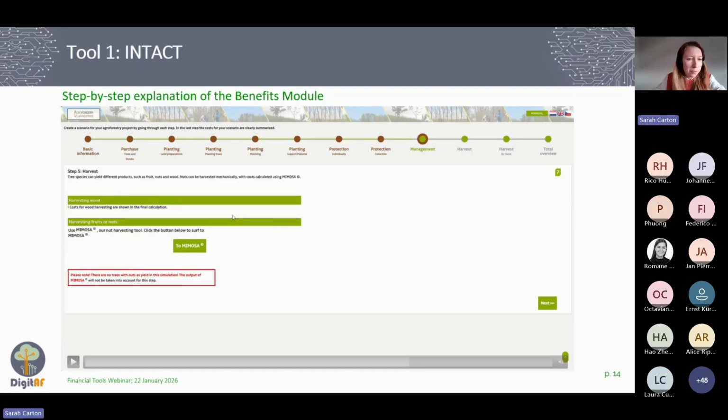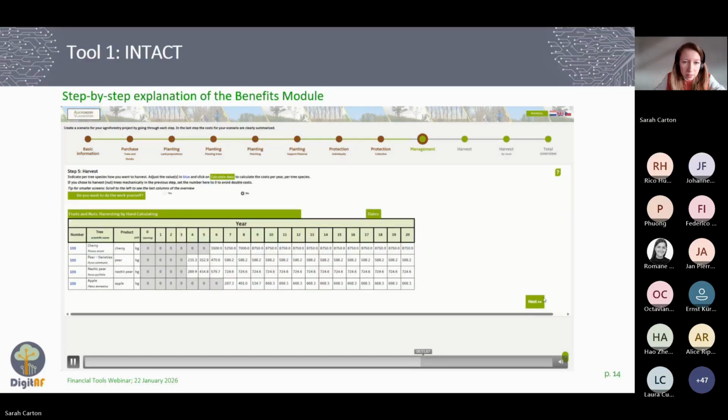Then the next step is for harvest. We have a harvest tool called Mimosa, which can calculate costs especially for nut and apple harvest, and then the costs can be calculated in Mimosa and also be loaded into Intact. But for now, there's also a manual harvest page where you can calculate the costs for manual harvests.